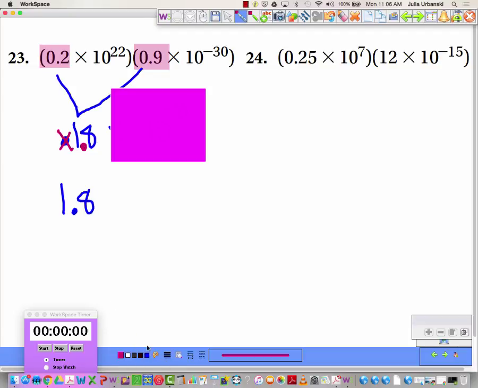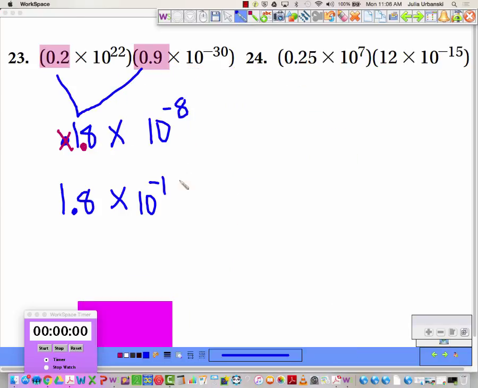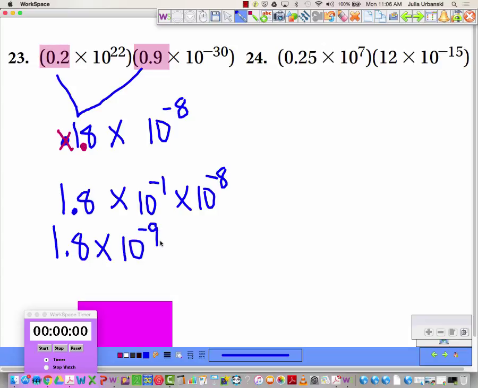So some of you already mentally think of that times the negative 1. I'm going to write it out. Times 10 to the negative 1. But that's only this part. I also have to take this part and continue it. That's times 10 to the negative 8. So my final answer is what? 1.8 times 10 to the negative 9. Excellent. You can do it the way we did on Friday if you want, but that's a lot of moving decimals and stuff.